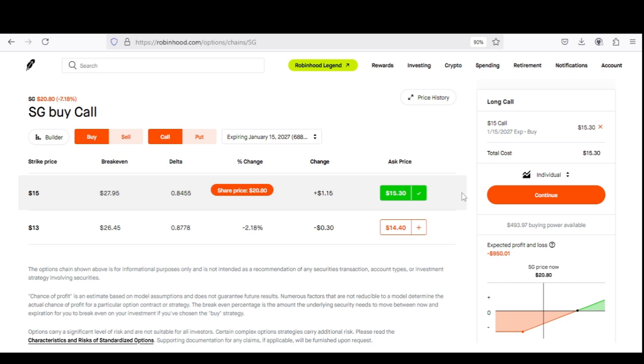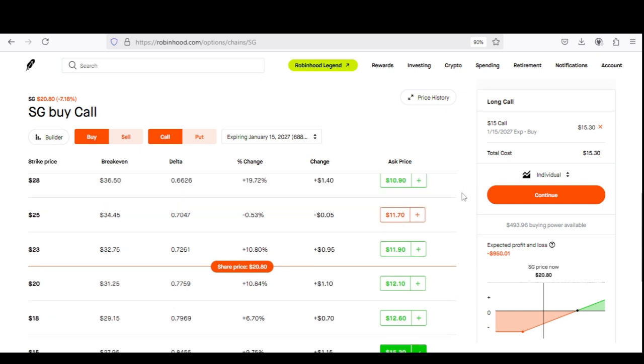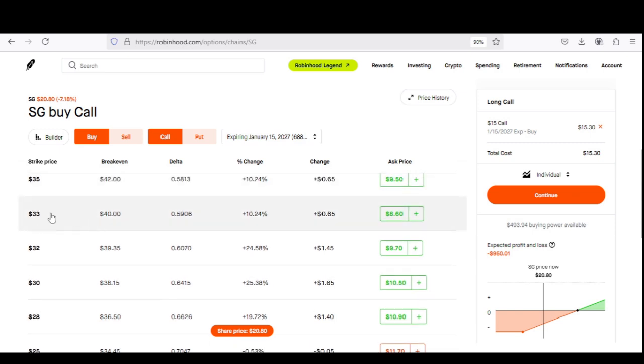Remember, the LEAPS option is more of a buy and hold strategy, where you wait out about a year or further in order for the stock to appreciate in value. When the stock appreciates in value, then that's where you make the majority of your money. And let me show you an example. So currently the stock is at $20. Now, if the stock goes up to, let's say, $33, and I'm going to show you the $33 strike price even more as we go along in this video, then the difference between the $33 and the $20 is going to be $13.